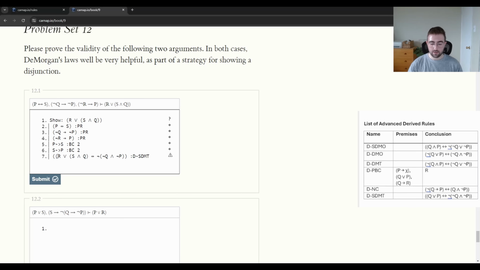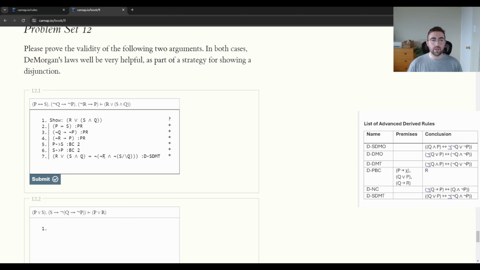So we know that R or S and Q, if and only if, not R. And we have to make sure we're being consistent and replacing both sides here. S and Q. Right? Good. Okay. So we know that this is the case.